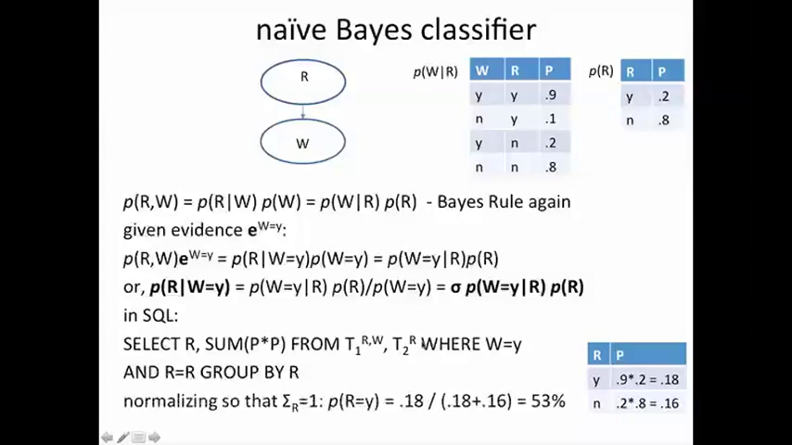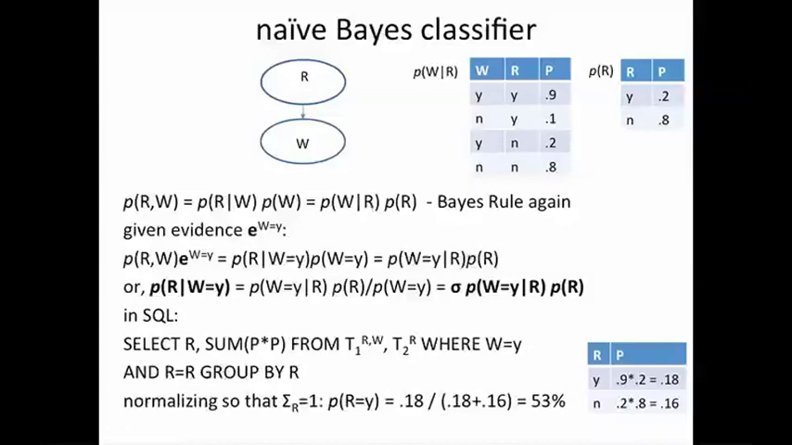Now we need to normalize so that the total probability of R is 1, so the sum has to be 1. Essentially we're taking the probability of R being yes as 0.18 divided by the sum of these two values, which we get as 0.18 divided by the sum, and you get 53% or 0.53. This is the chance, or our belief, that it's raining once we see the grass is wet.